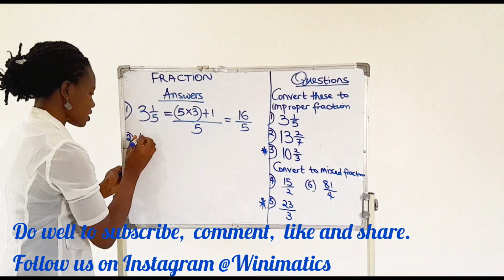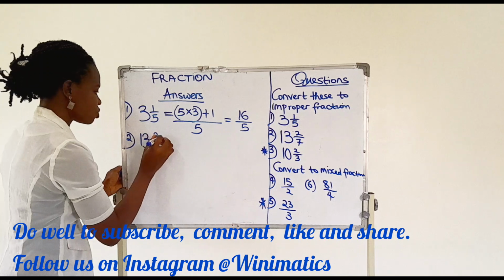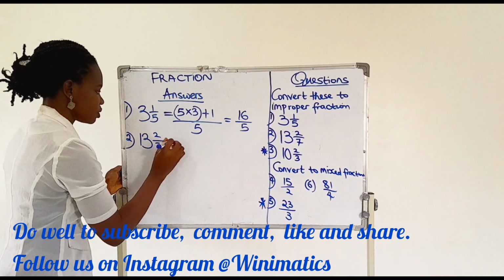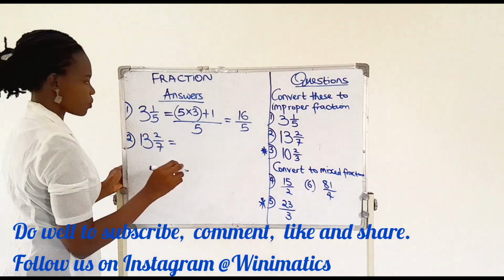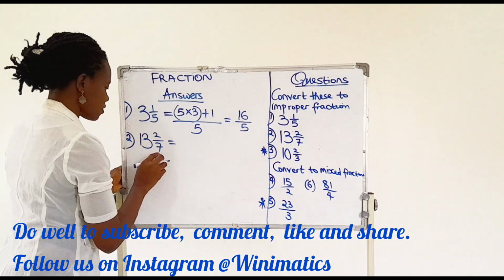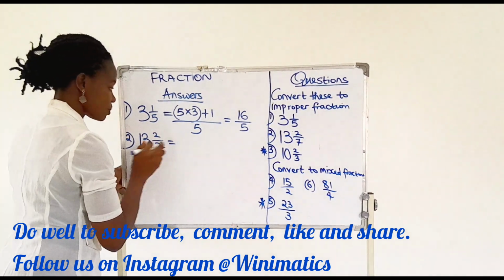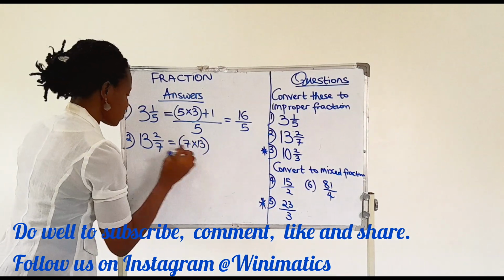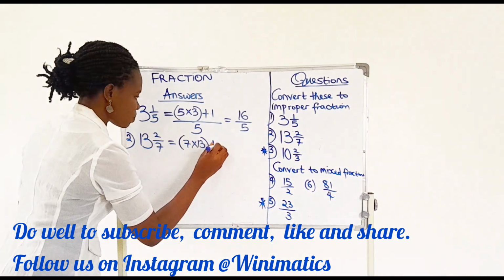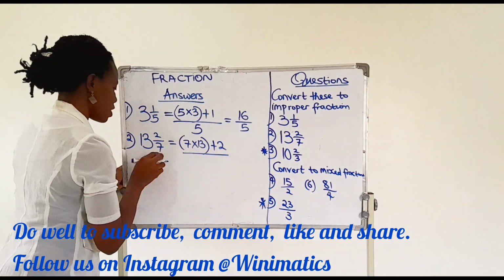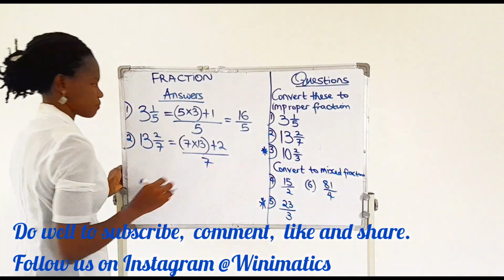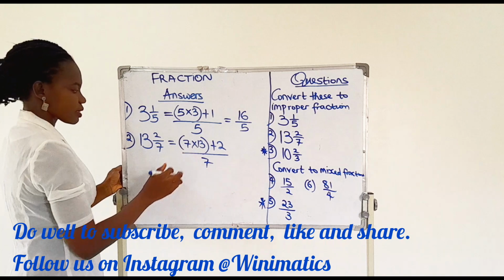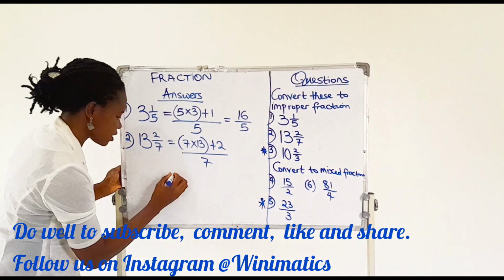This is 13 whole number 2/7. So if we follow the same method, what we'll do is we'll do 7 times 13. Whatever we get, we add 2 to it, plus 2 all over the 7. So let's get this: 13 times 7, or 7 times 13.